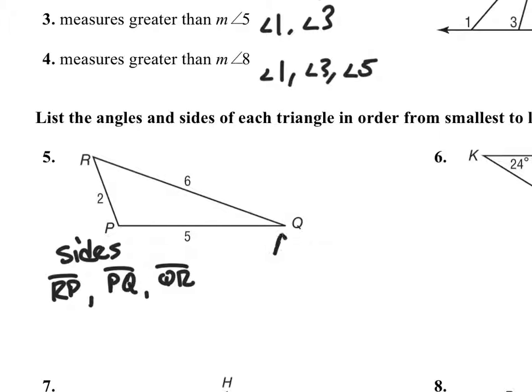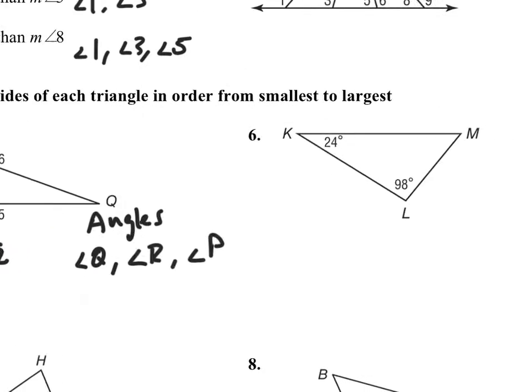And then let's do angles, okay? And so my angles go from smallest, which would be angle Q, okay, that's across from RP. Angle R is across from PQ, which is our middle length, so angle R. And then our last one, which is angle P, okay? All right, let's take a look at number 6.